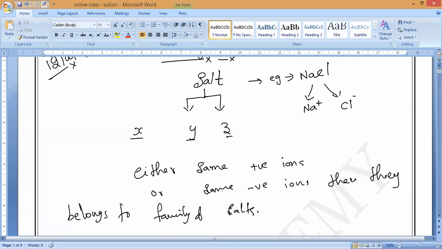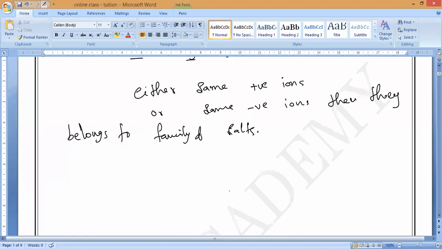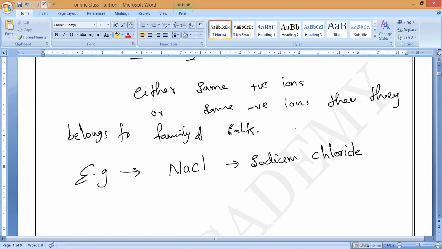For example, take the same thing. Sodium chloride. What is the formula? Examples I am saying. NaCl is known as sodium chloride. So what is a family of salts? Family of salts means either they have the same positive ion or the same negative ion. Then they are called a family of salts. Yes or no?